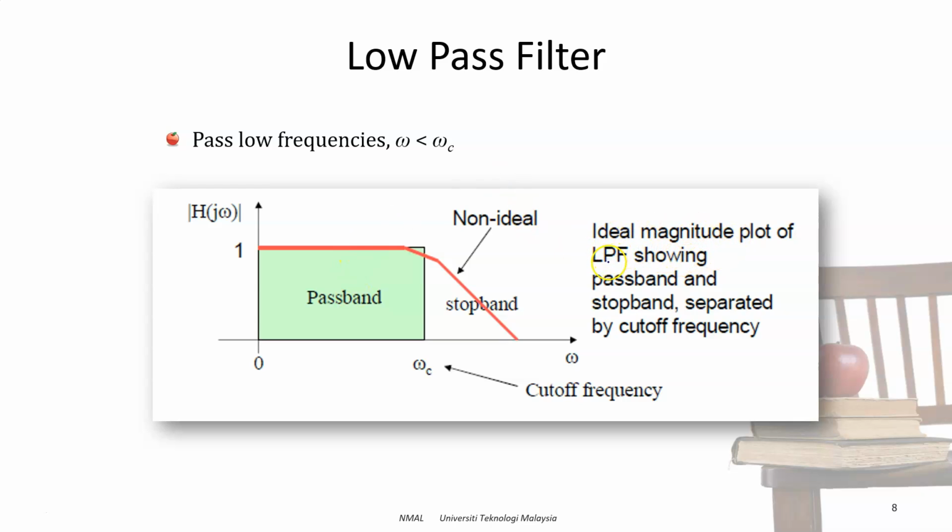This is the ideal magnitude plot of a low pass filter, showing the pass band and stop band separated by the cutoff frequency. The ideal one is the green one, which shows the sharp edges, and the non-ideal one is the red one, which shows the gradual transition from pass band to stop band. So this is the low pass filter. For example, in the Bode plot, if you are required to plot a graph, and when you plot, the shape is like this, you know right away that this is a low pass filter. The shape is just like the red line here.